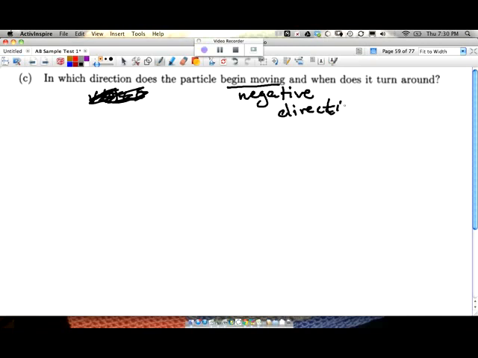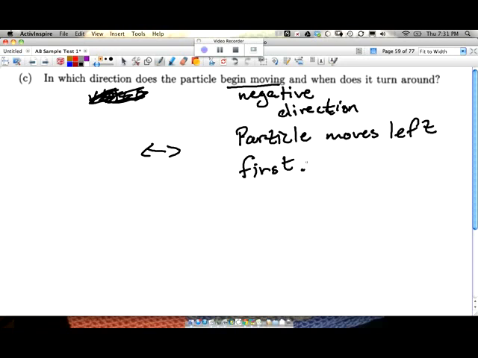Well, what does that mean? In our context, if we're moving horizontally, it's going to move left. First, the particle moves left first. All right. Now the second part of this question, when does it turn around? Okay, when does it turn around? That means change velocity. In other words, either plus to minus or minus to plus.